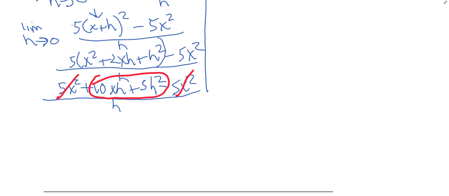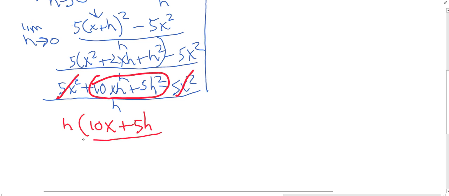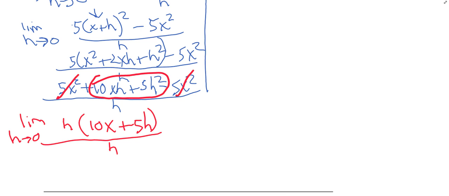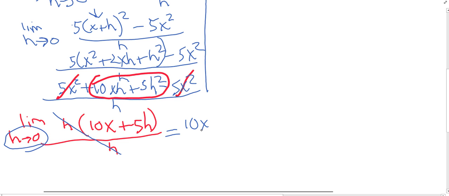And we have h. We're left with 10x inside plus a 5h, all over h, and remember this is the limit as h is approaching 0. So now we're able to cancel that out. The h term cancels out. We directly substitute h equals 0, and the derivative is equal to 10x plus 5 times 0, so it's just 10x.